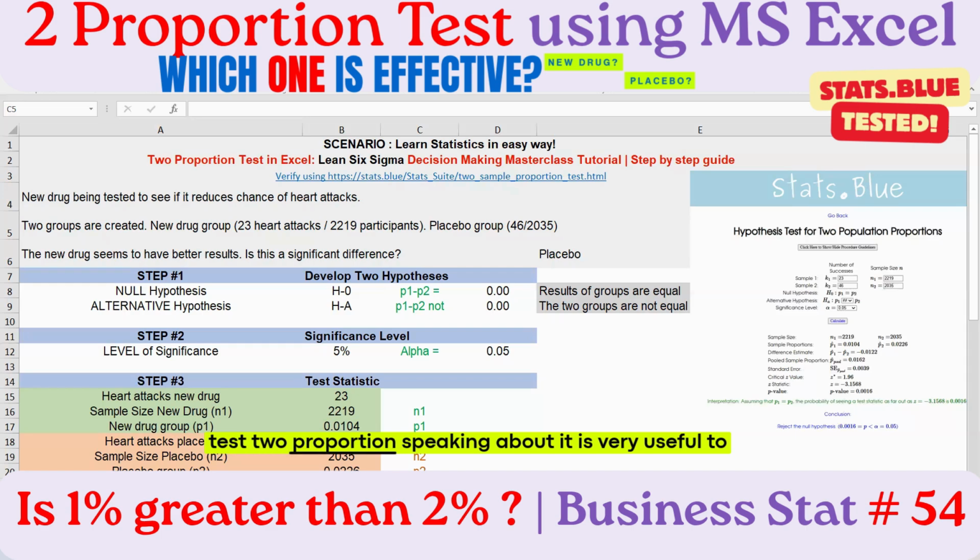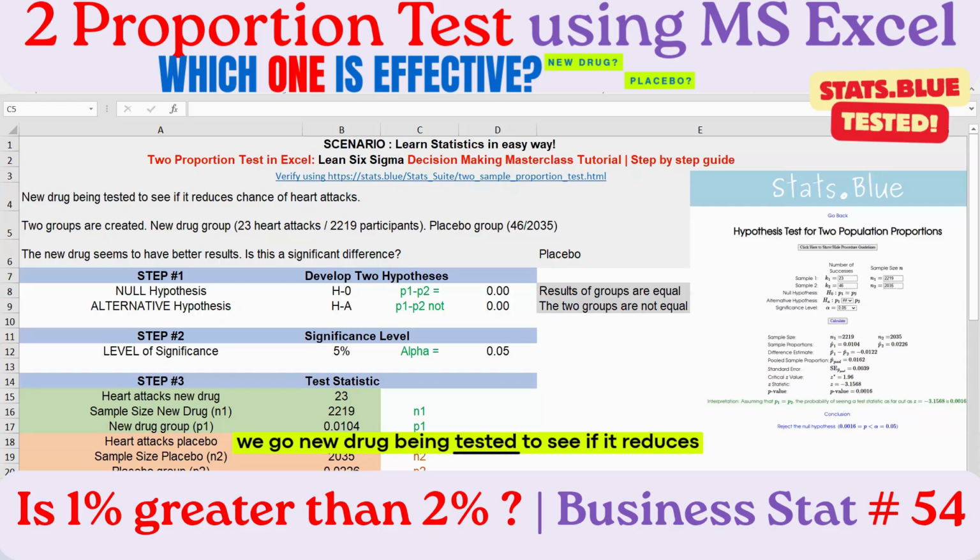This test, the two proportion test, is very useful to compare very subtle differences. For example, you have one percentage like 11.1, and in another case you have 11.2. Whether this is significant or not, we can get to know, right? So we are going to take this scenario and compare the final result in Excel as well as stats.blue. Let's get started.